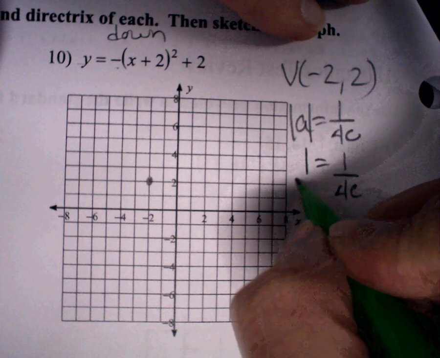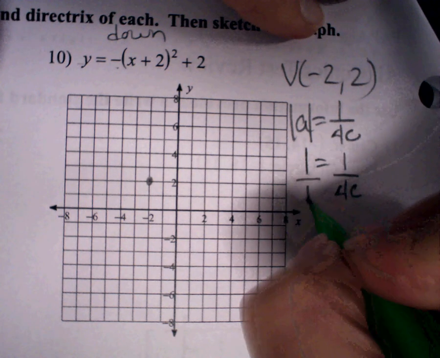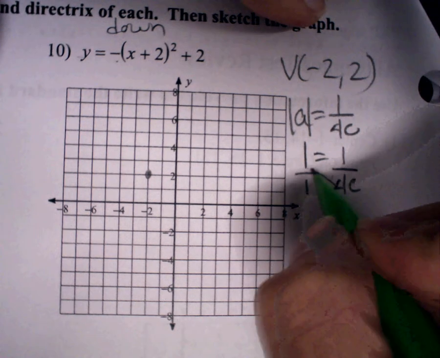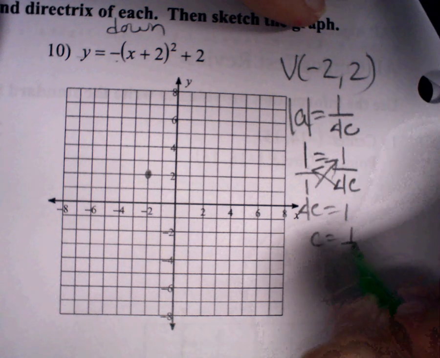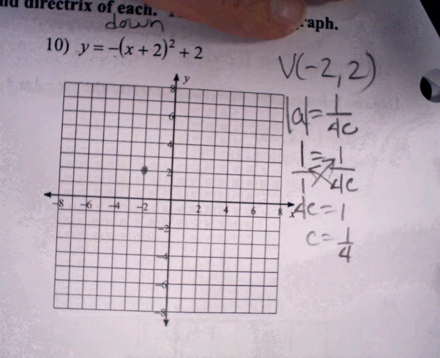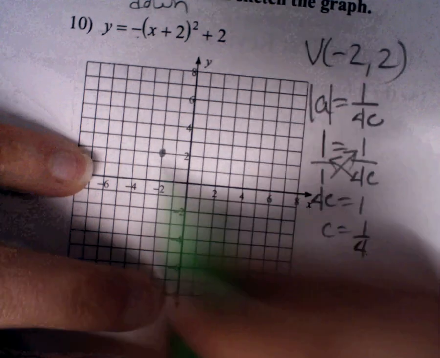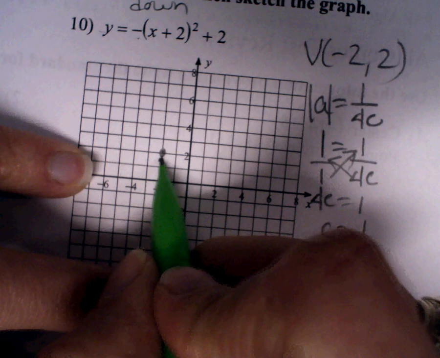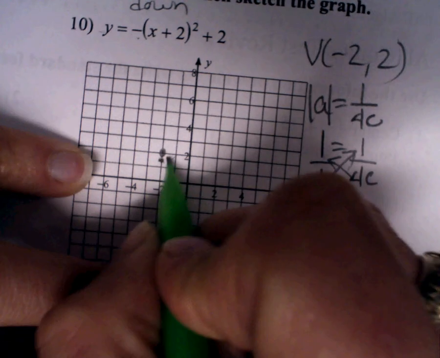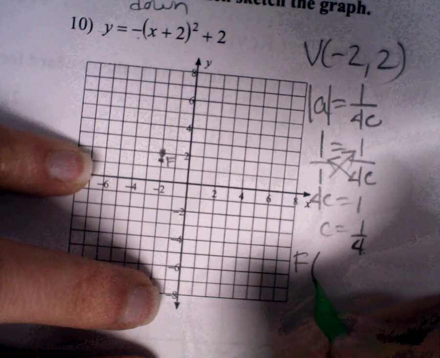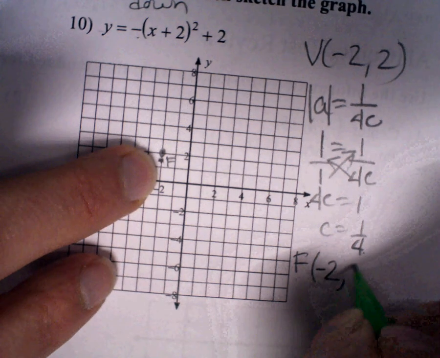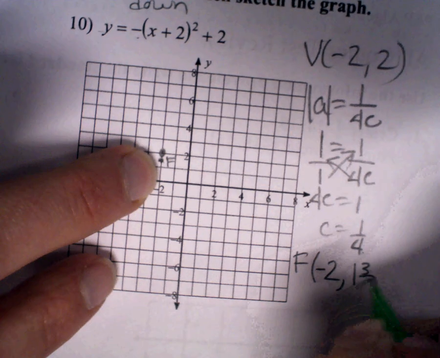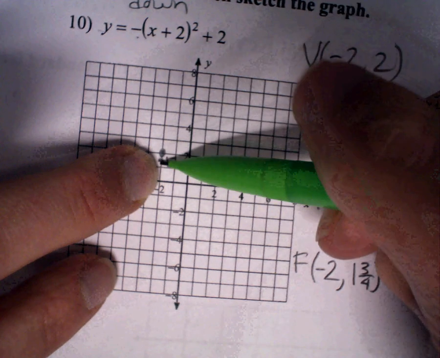And whenever you have a whole number equal to a fraction, you are going to cross multiply. 4c equals 1, c equals 1/4. And divide whenever you have a fraction equal to a whole number. So that means that I'm going to go down a fourth for my focus. That means my focus, I went down a fourth. So I'm still at negative 2, but now I'm at 1 3/4 because I went down a fourth from 2.